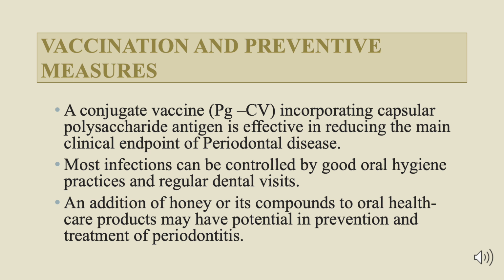Vaccination and preventive measures. A conjugate vaccine incorporating capsular polysaccharide antigen is effective in reducing the main clinical endpoint of periodontal disease. Most infections can be controlled by good oral hygiene practices and regular dental visits. An addition of honey or its compounds to oral healthcare products may have potential in prevention and treatment of periodontitis.